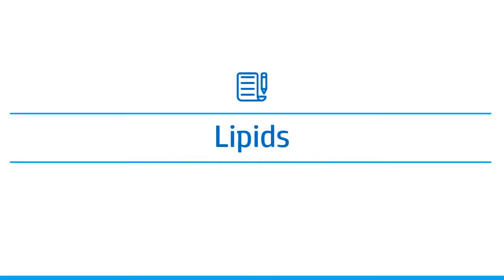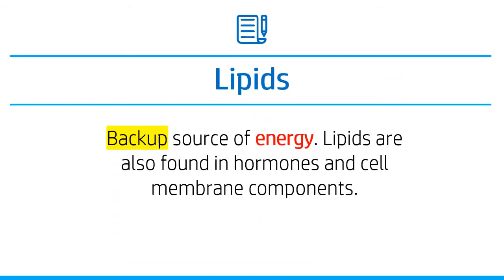Carbohydrates are amazing! The next biomolecule in our list are the lipids. Maybe you're thinking that there are no lipids in the nutrition facts we saw earlier, but this is because fats are actually lipids. Lipids are the backup source of energy. Lipids are also found in hormones and cell membrane components.